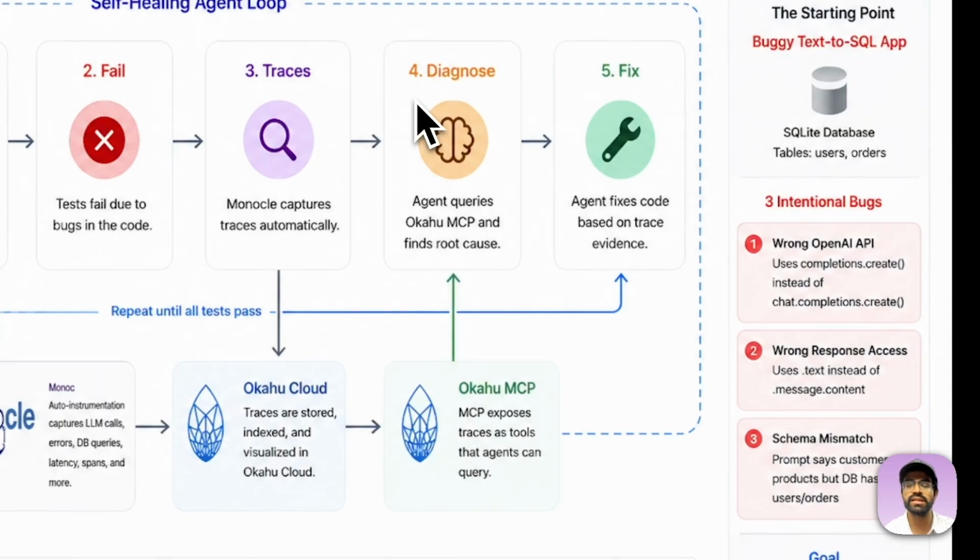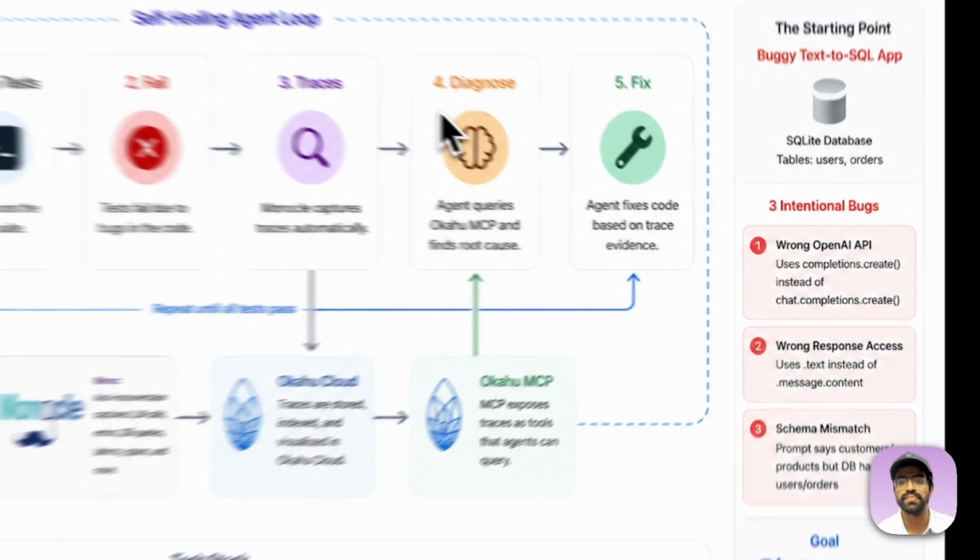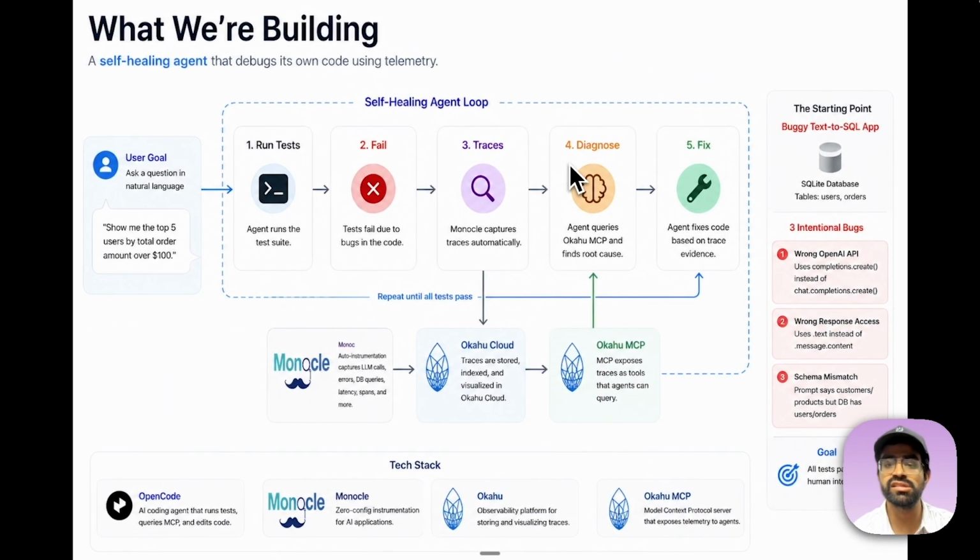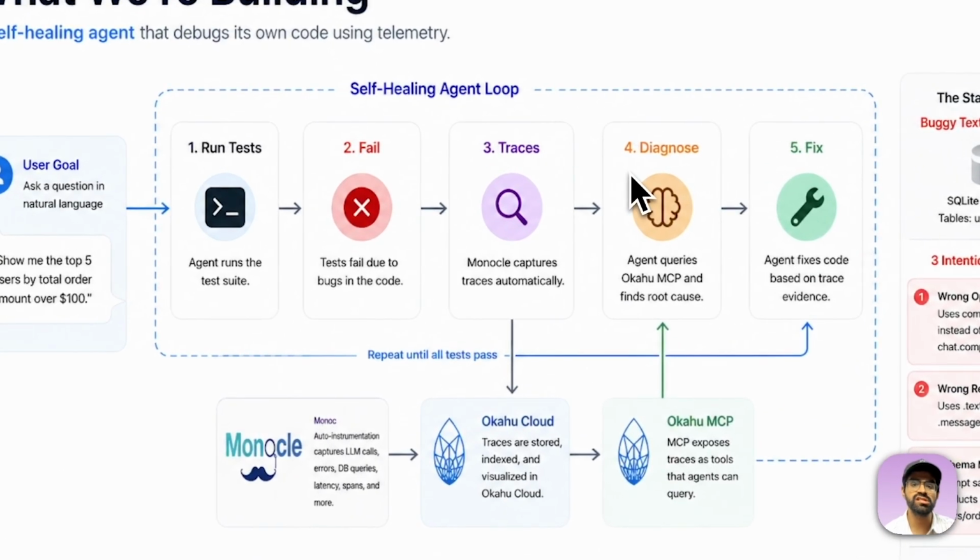The prompt tells the model that the database has tables like customers and products, but the actual database contains users and orders. So even if the model generates SQL correctly based on the prompt, the database query still fails because those tables do not exist. So we do have a realistic debugging situation. The application fails for multiple reasons. And instead of manually reading the terminal logs, we want the coding agent to find these issues by querying the telemetry. So the full self-healing loop looks something like this.